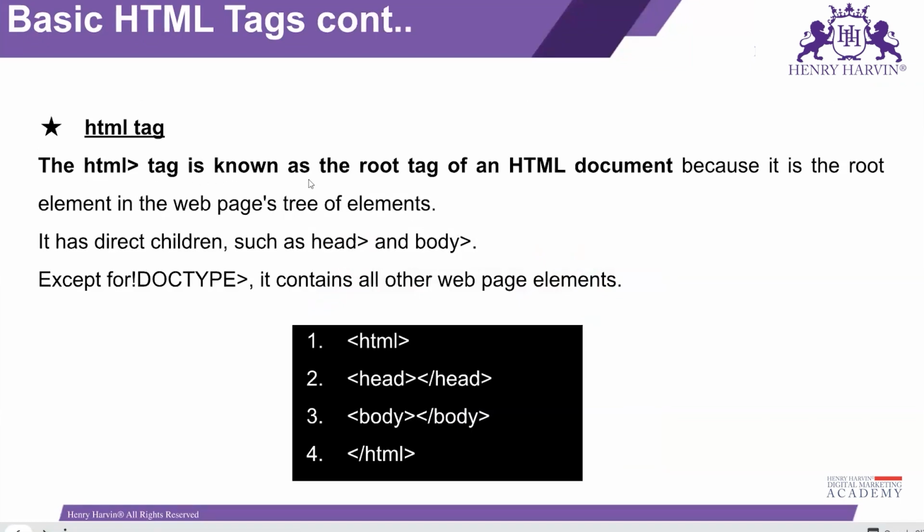So the HTML tag is also known as the root tag of an HTML document. We call it the root tag because it is the starting point. Once we write this, the coding language understands that this is the start of the page. And the HTML tag is like a container of some other tags. This tag shows that all the other tags are contained in this section.